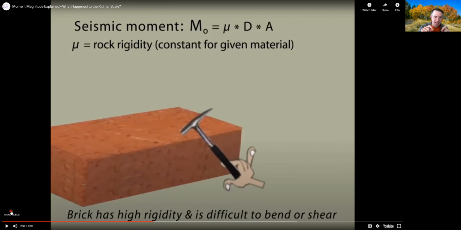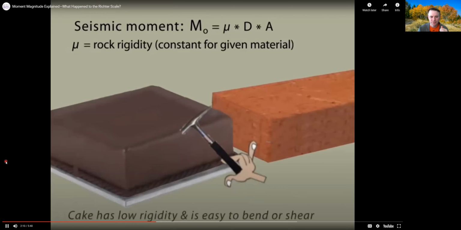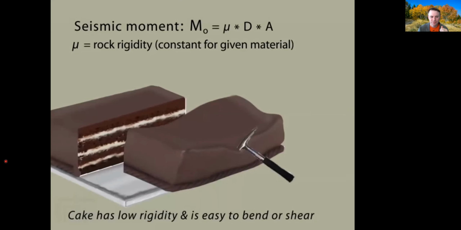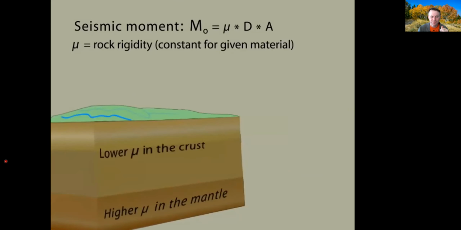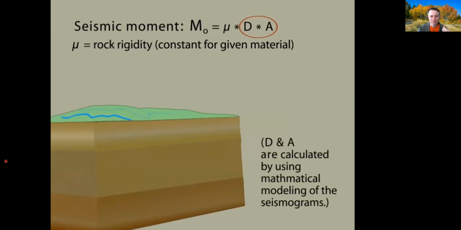Versus if I just had a spaghetti noodle, you have to hardly put any stress on that before it broke, right? It's not going to hold nearly as much energy as a brick. The cake has lower mu and shears easily. Rock rigidity is lower in the crust than it is in the mantle. As mentioned earlier, in most cases, distance and area can be determined by mathematical modeling of seismograms.